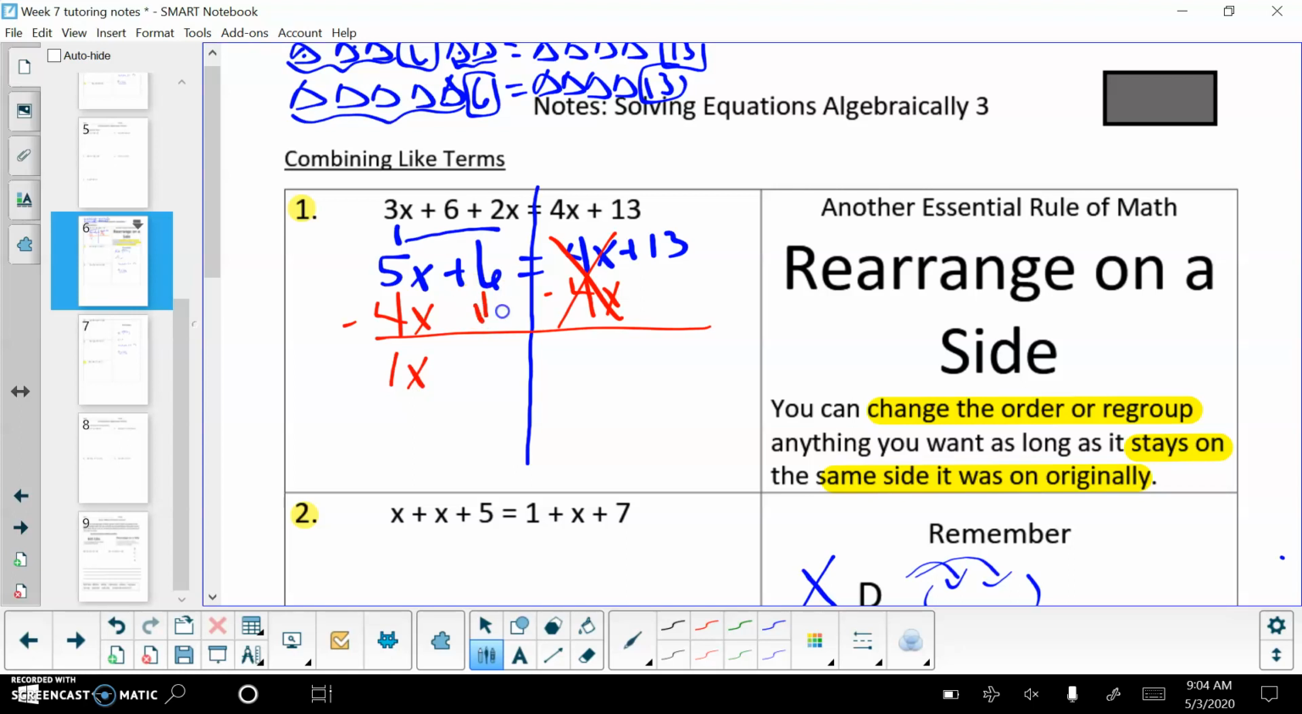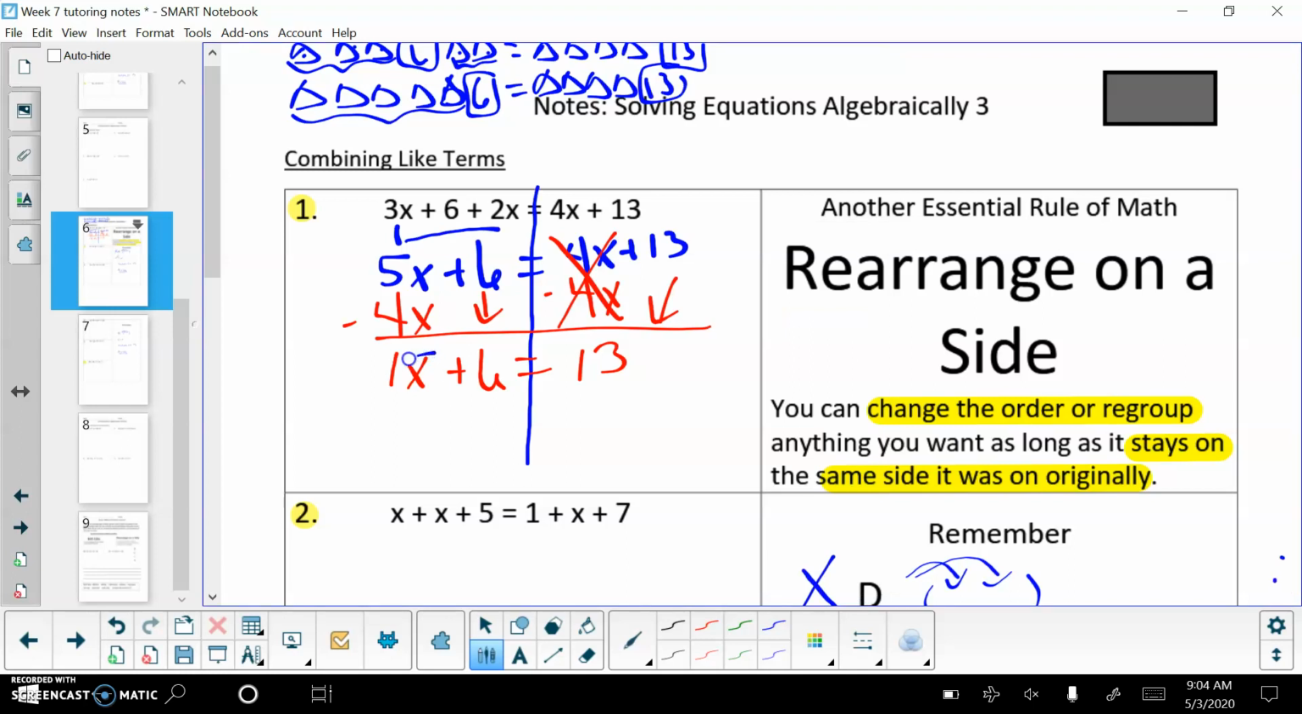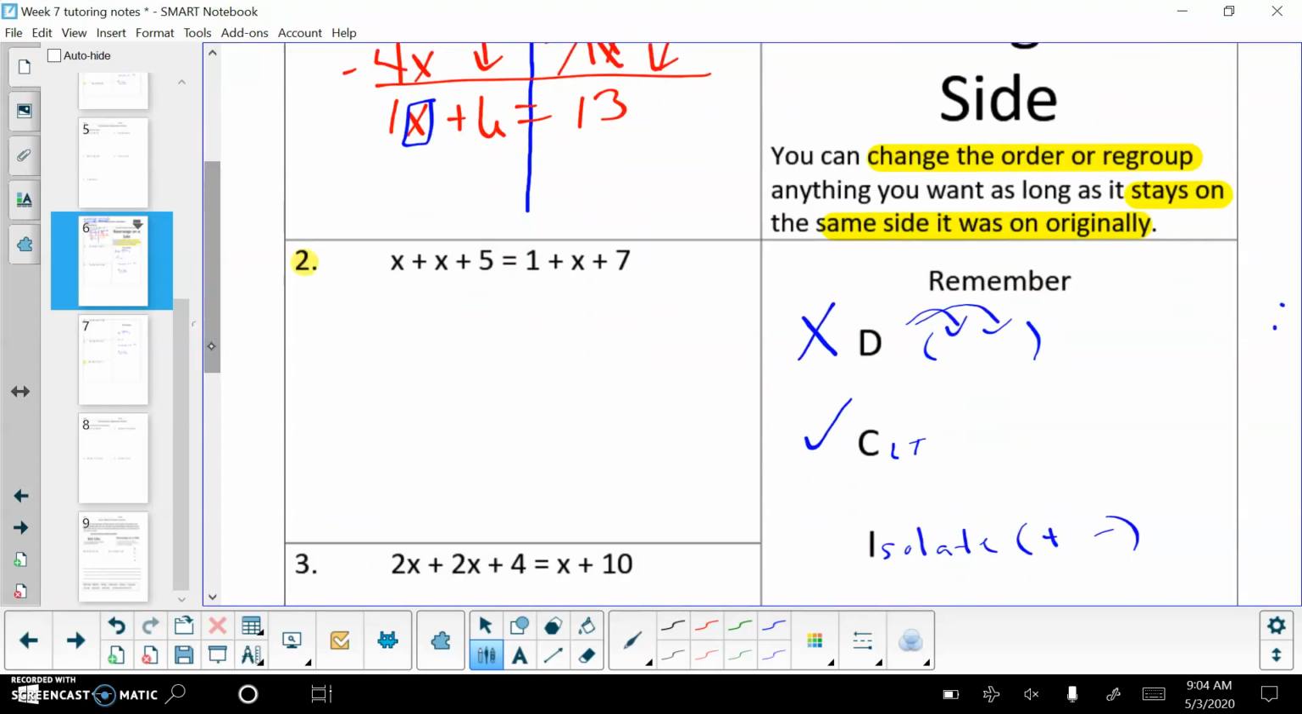The 6 I just bring down. I didn't do anything with it yet. And the 13 I just bring down. I haven't done anything with it. Okay. I still want to get my x by itself. I'm isolating, so I'm in this I step, but I'm not finished with it yet because the x isn't by itself. I've got this 6 over there with it. Once again, we use opposites. So the 6 is connected with a plus sign. I'm going to subtract it because that's the opposite.